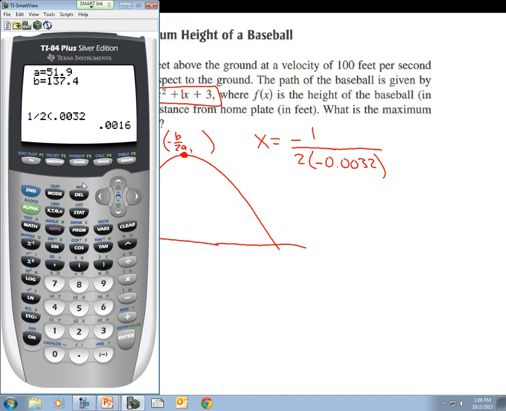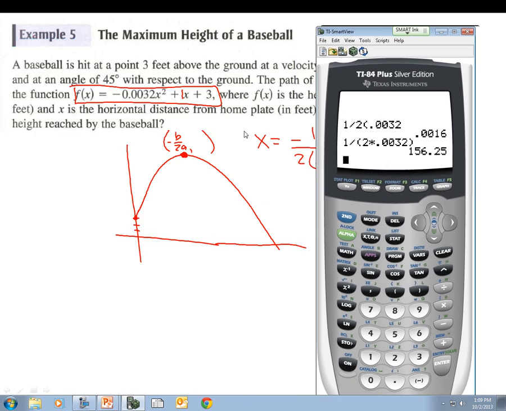Doesn't seem right. Hold on. 1 divided by, oh, parentheses problem. The calculator did 1 divided by 2 and then times it by this, which can't do. We want to do 2 times the 0.0032 and divide 1 by that. So that makes more sense. 156.25 feet. So that is our x, 156.25.